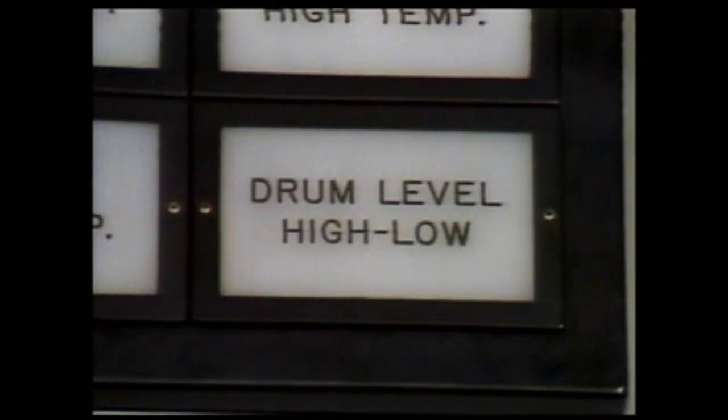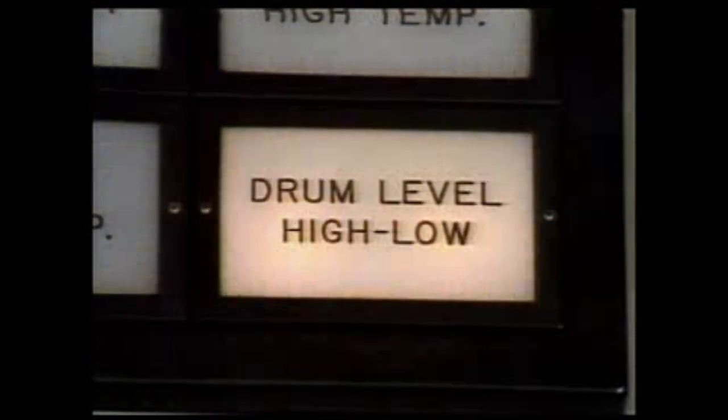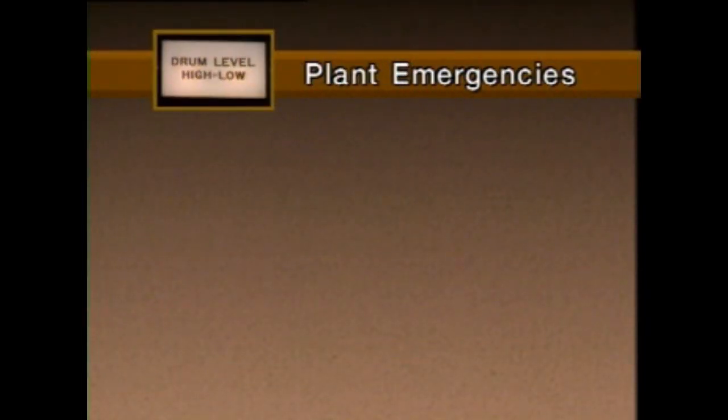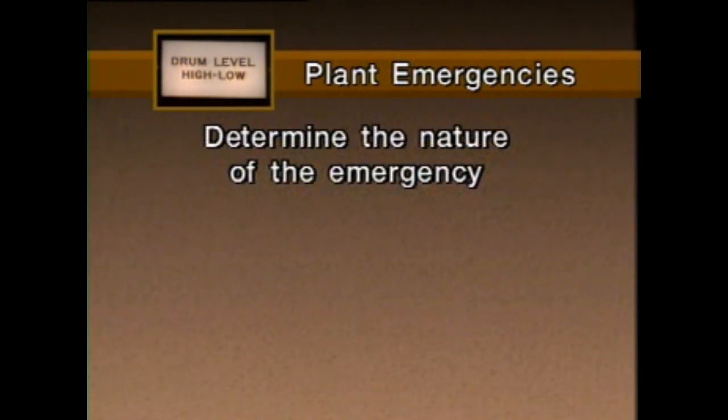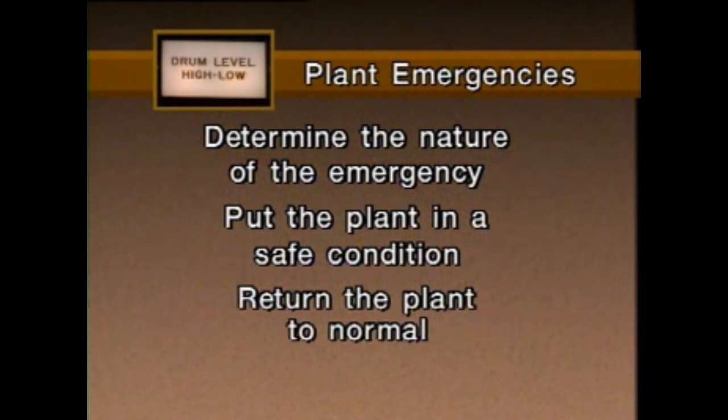When the amount of fuel increases or decreases, the airflow into the boiler must also increase or decrease to ensure proper combustion. Let's examine the general actions that should be taken during any plant operation emergency. Basically, there are three actions. First, determine the nature of the emergency condition. Second, put the plant in a safe condition. And third, return the plant to normal.